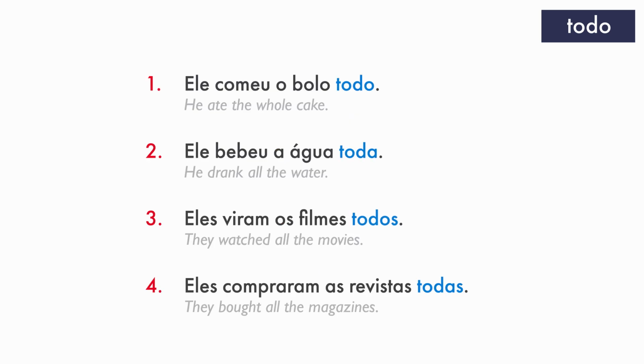Ele comeu o bolo todo. He ate the whole cake. Ele bebeu a água toda. He drank all the water. Eles viram os filmes todos. They watched all the movies. Eles compraram as revistas todas. They bought all the magazines.